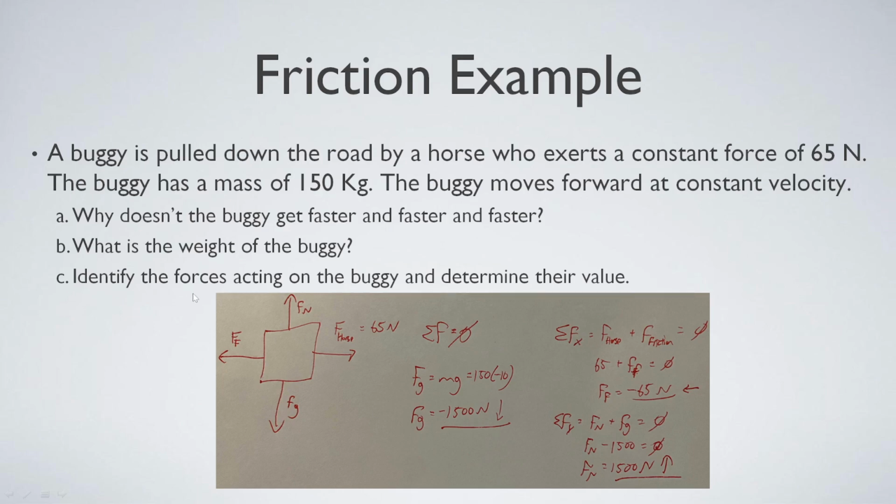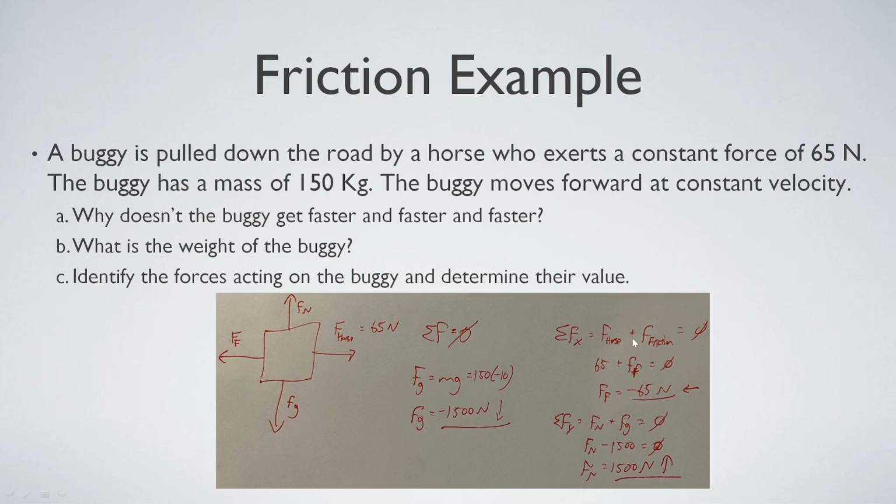And now we can identify all the forces on the buggy and determine what their values are. We already found gravity, the negative 1,500 newtons downward. And we already know the amount of horse force forwards. So really we just need to figure out normal force and force of friction. And to do that, I'm going to do a net force calculation in both axes. First being the x-axis, since again, the y forces don't interfere with the x-axis.